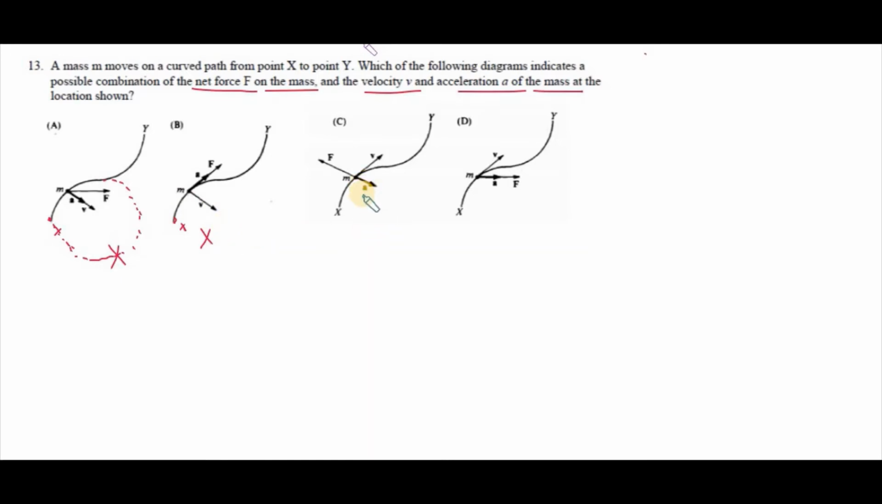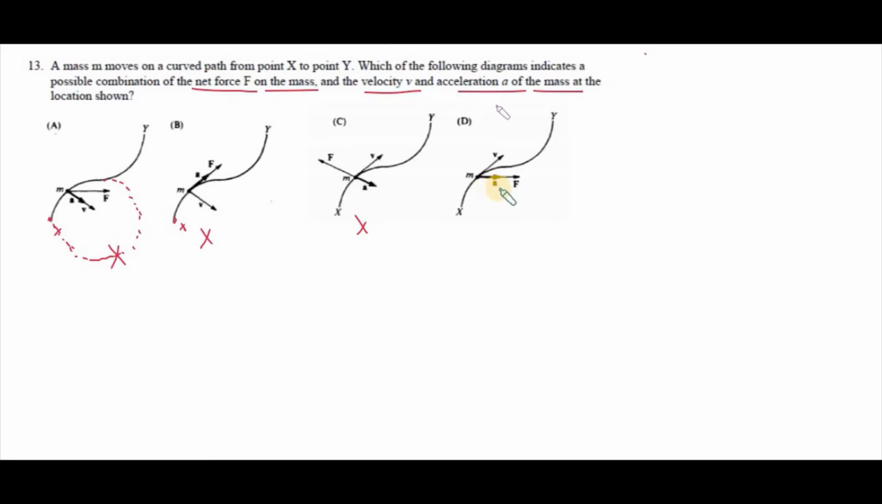Now let's analyze option C. In option C, the velocity is shown along the tangential direction, which is correct, but the acceleration and the force are exerted in opposite directions. But we know from Newton's second law of motion that the direction of the applied force is the same as the direction of acceleration, so they cannot be opposite to each other. The net force direction will always be towards the direction of acceleration. So this is also not possible.